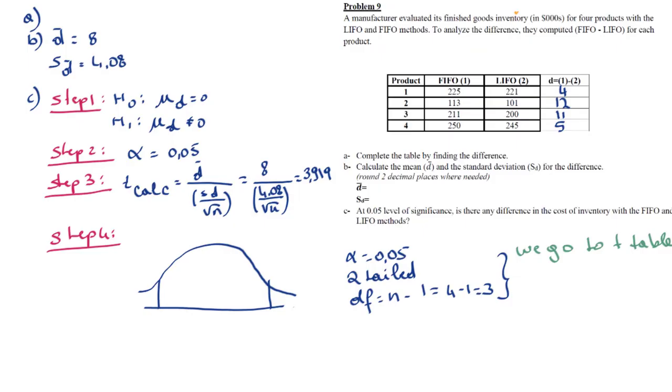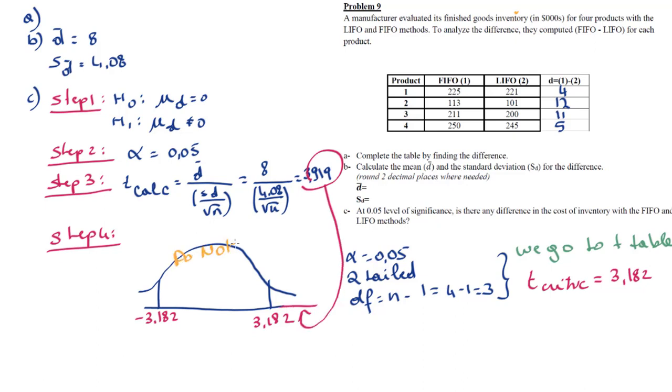If T calculated falls between minus 3.182 and 3.182, we do not reject H0, while if it is less than minus 3.182 or higher than 3.182, we reject H0. In our case, T calculated is higher than T critical, which leads us to reject H0.